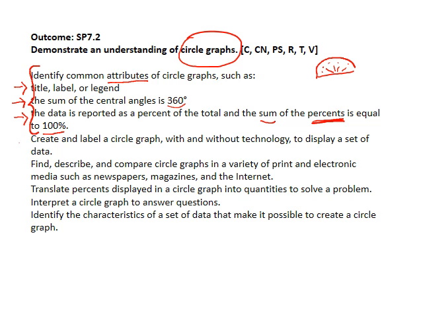Now, the actual indicators say you have to make one, you have to label one. You could use Excel technology, or you could just draw one, using a protractor and a pencil and whatnot to display your data. You have to find them in print and electronic media like newspapers, magazines, or on the internet. You have to translate the percent, which means figure out if the percent represents a certain quantity. And you might have to solve problems or answer questions. Identify the characteristics of a set of data that make it possible to create your circle graph.